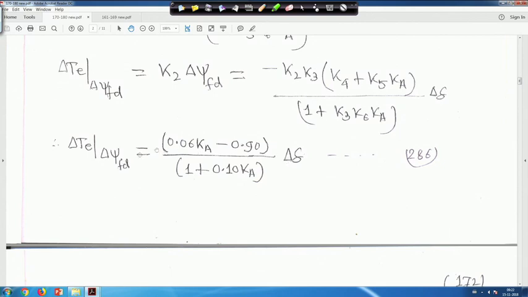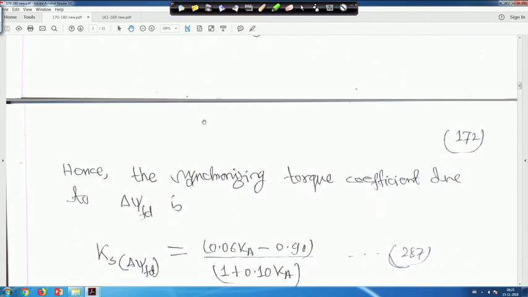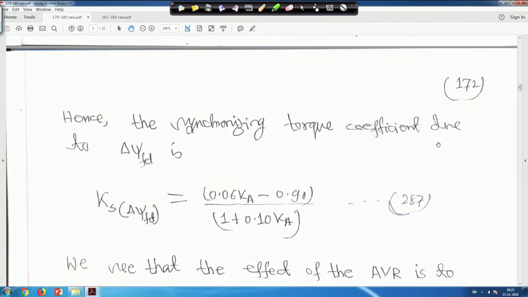But this is a function of Ka. So Ka is a variable, that is the exciter gain Gx. We are not considering the transfer function for the exciter. Then things will become a little bit complicated and not possible to do as a classroom exercise. It will take a long time, right. So hence the synchronizing torque coefficient due to delta psi fd, that is K_s delta psi fd, will be (0.06 Ka minus 0.9) upon (1 plus 0.10 Ka).